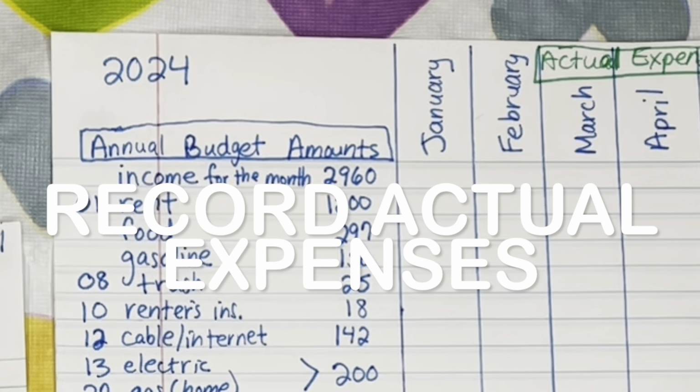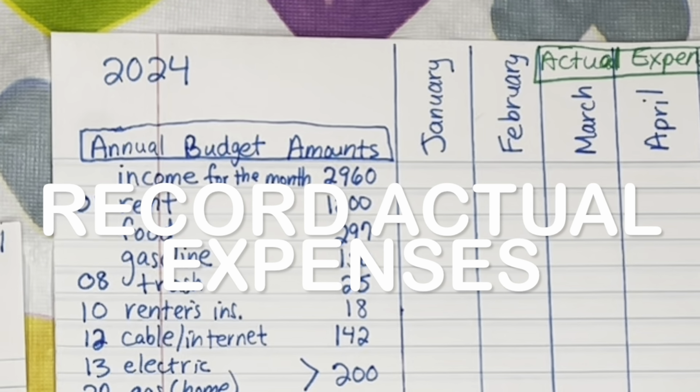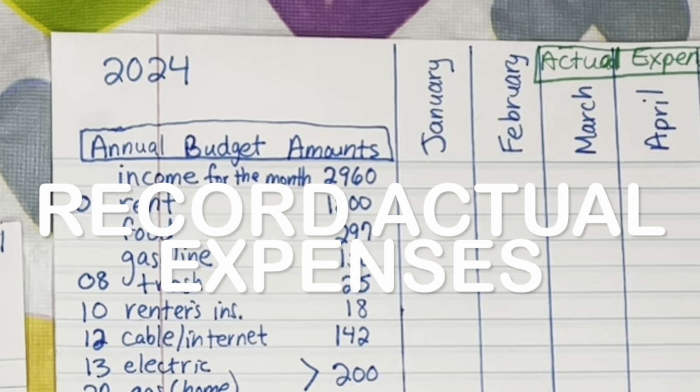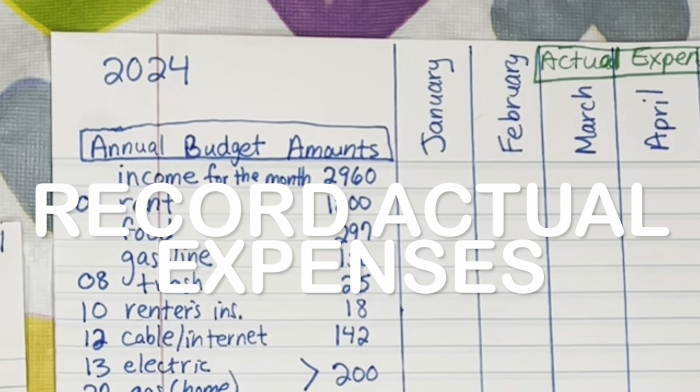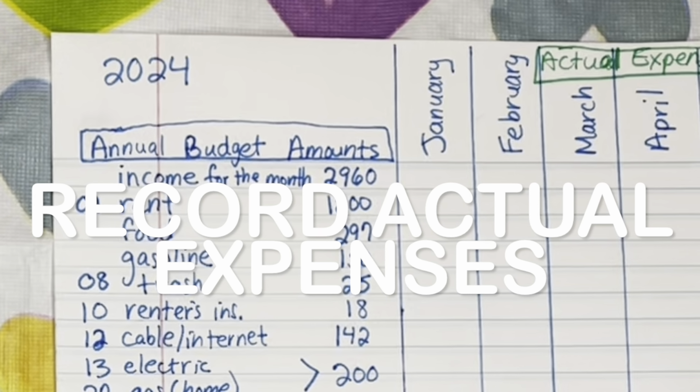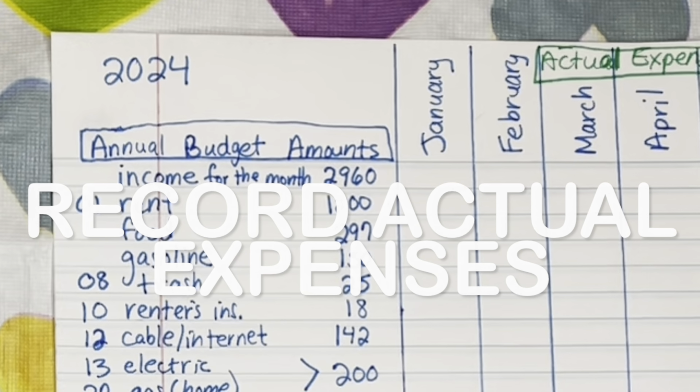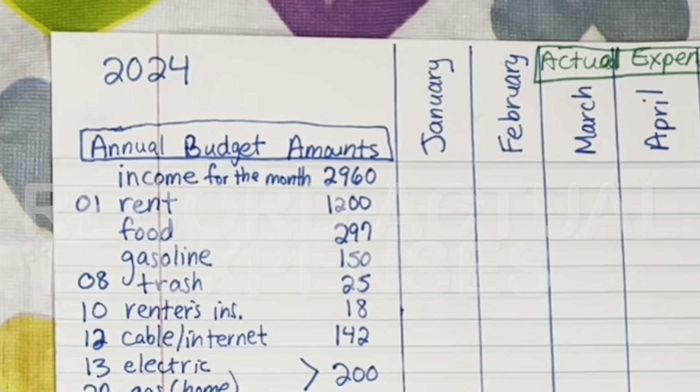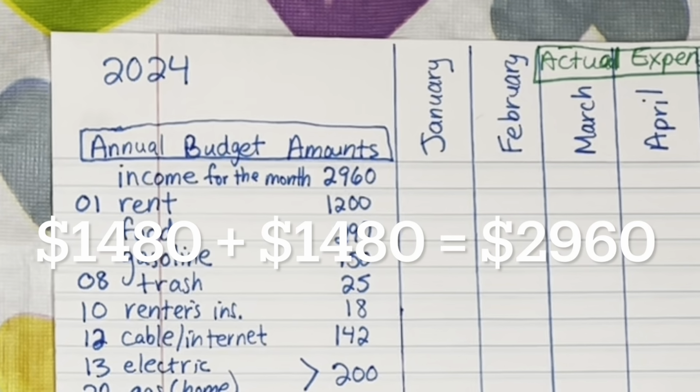January's not over yet, but it's the 28th, and Brooke is not going to spend any more money for the rest of the month unless there's an emergency that comes up. So she's going to go ahead and write in her actual amounts on this sheet. She had budgeted $1,200 for rent, and she paid that on the 1st.